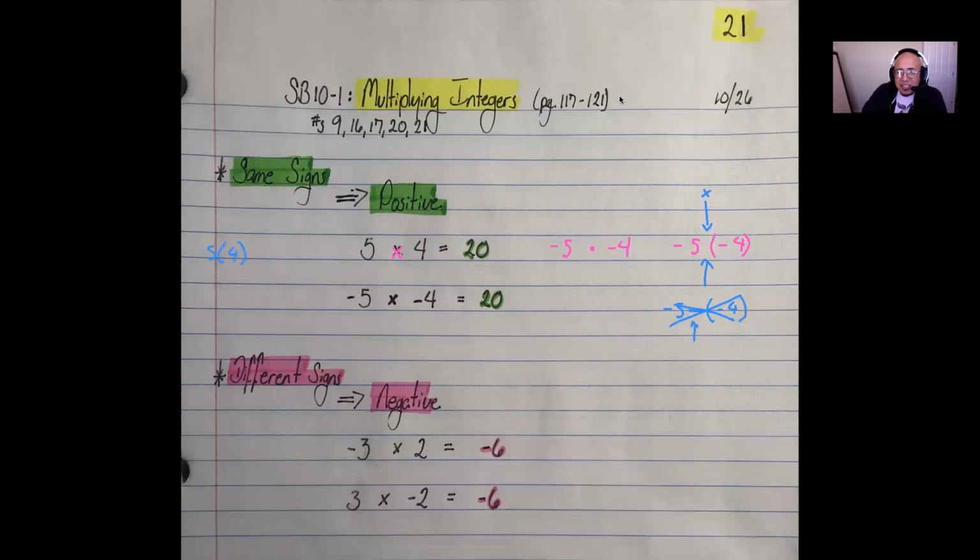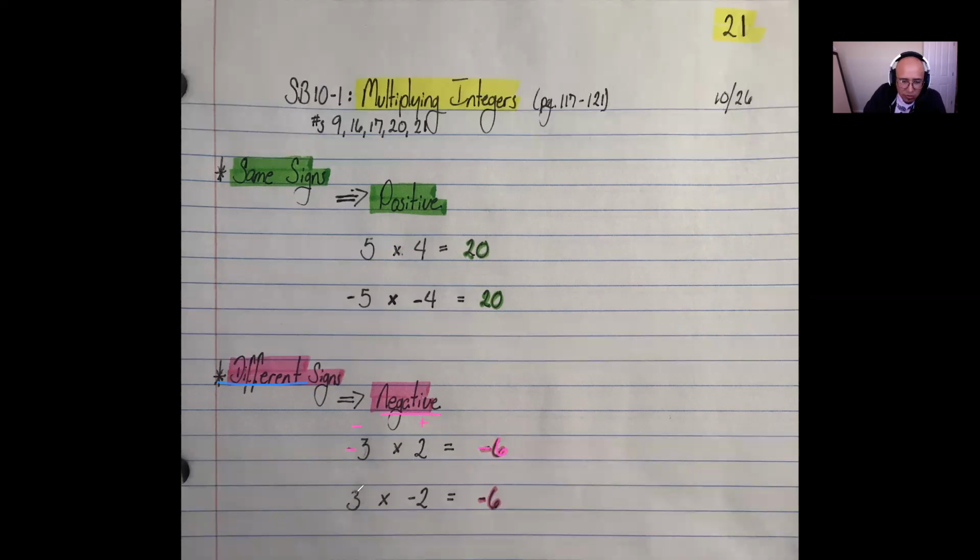All right. Well, what if the signs are different? Well, the answer is always going to be negative, as we see here. Here we have negative 3 times 2. We have a negative and a positive. We have different signs, so the answer is going to be negative. And then 3 times 2 is 6.